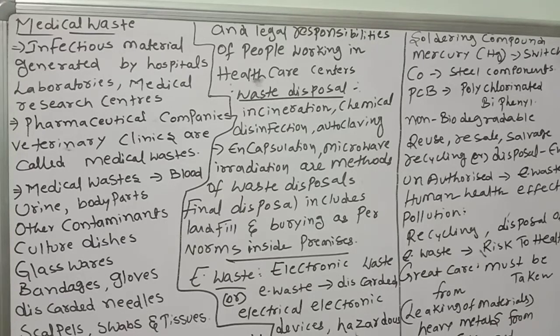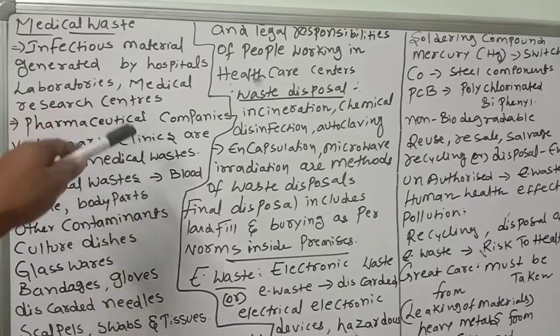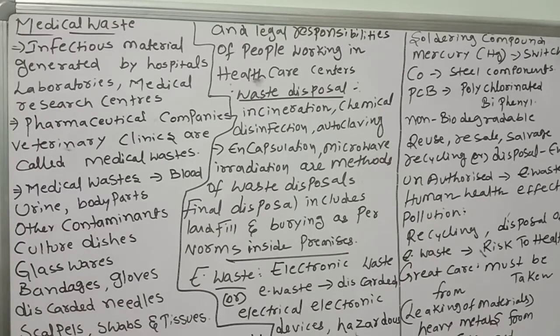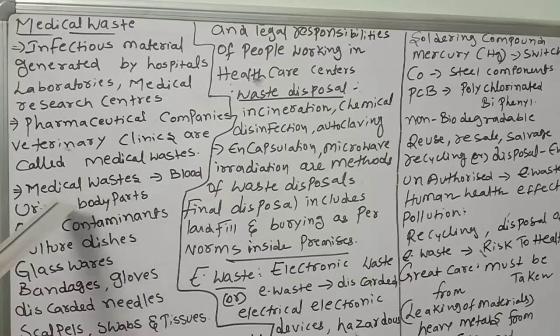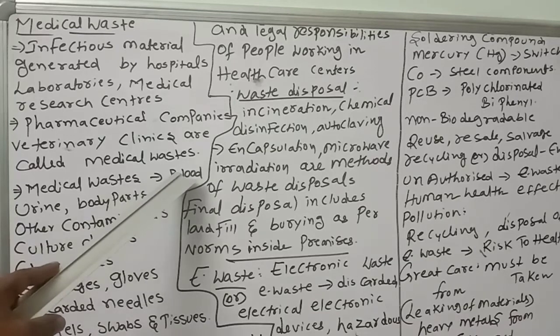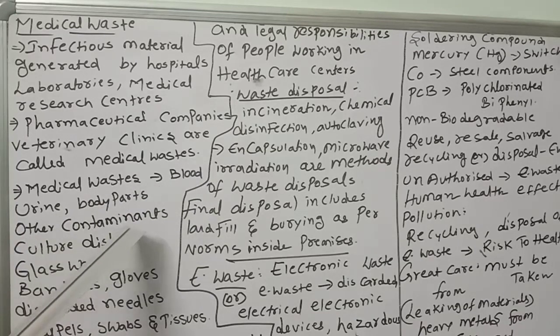So this infectious material generated by hospitals, laboratories, medical research centers, pharmaceutical companies, and veterinary clinics is called medical waste. This is medical waste. Medical wastes are blood, urine, body parts, other contaminants, culture dishes, glassware, bandages, gloves, discarded needles, scalpels, swabs, and tissues. These are generally hospital waste and medical waste.